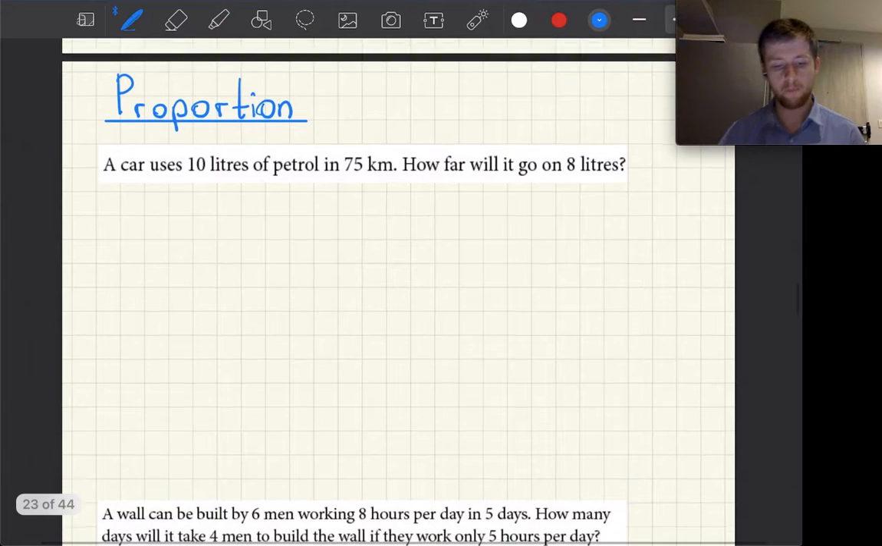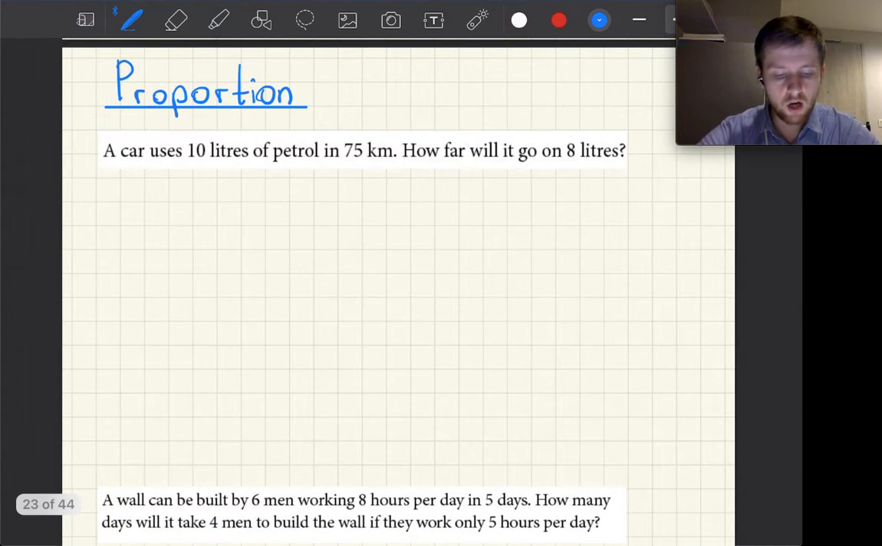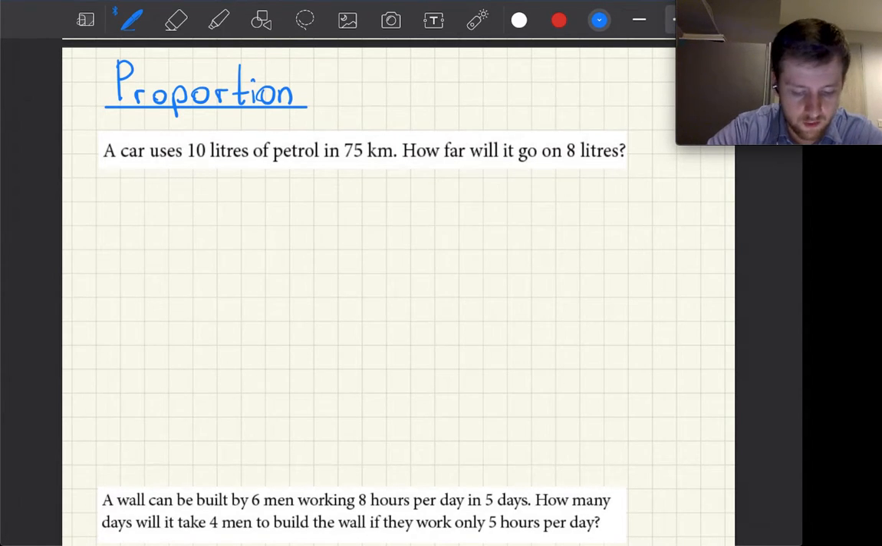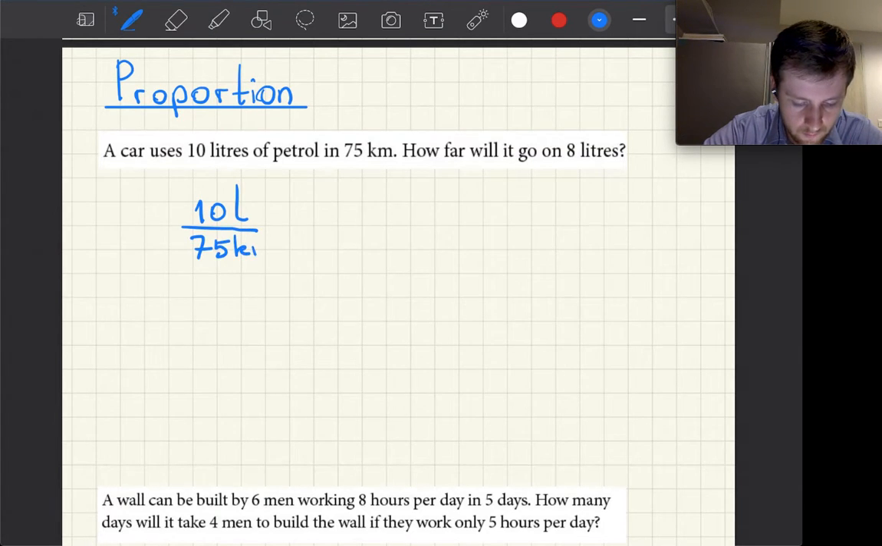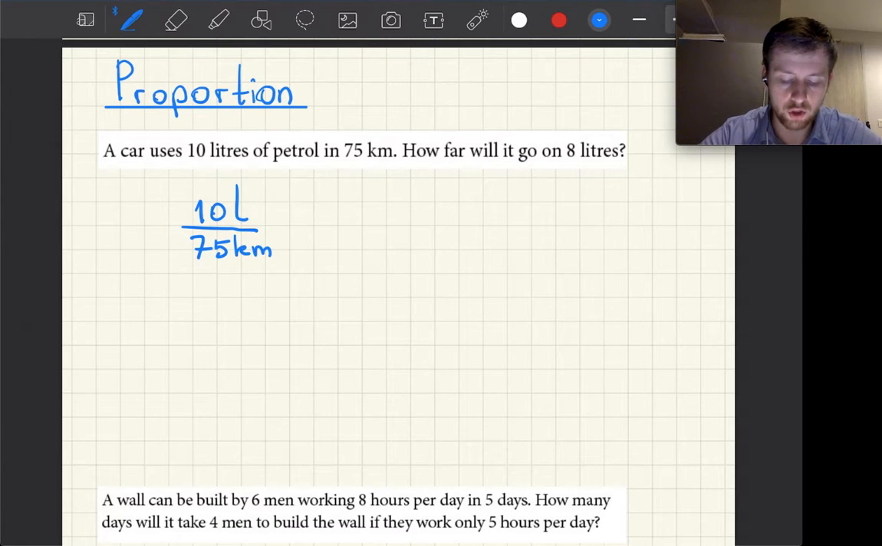Next, we have proportion, a couple of questions. First of all, a car uses 10 liters of petrol in 75 kilometers. How far will it go on 8 liters? Here also we can actually use the fraction. So 10 liters for 75 kilometers, and how far will it go on 8 liters? We don't know the kilometers.